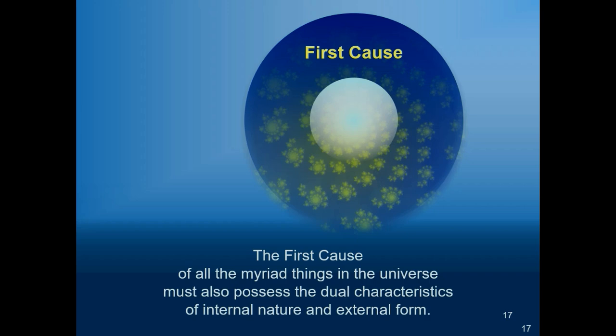Thus, when we look at the creation, we can understand the creator. So the first cause, which is the creator, the first cause of all the myriad things in the universe, must also possess the dual characteristics of internal nature and external force.